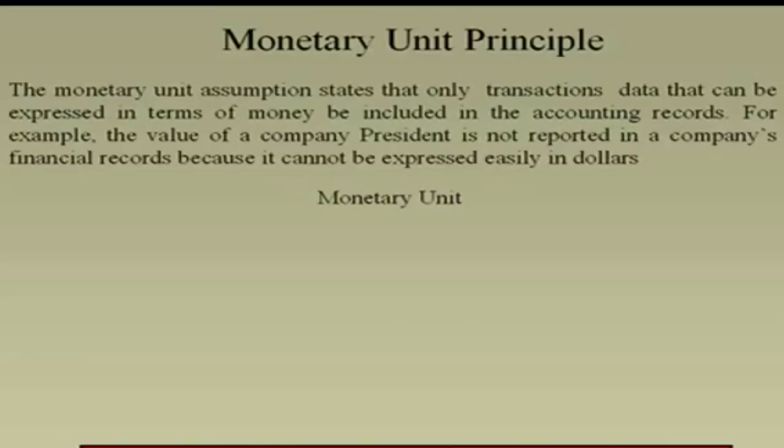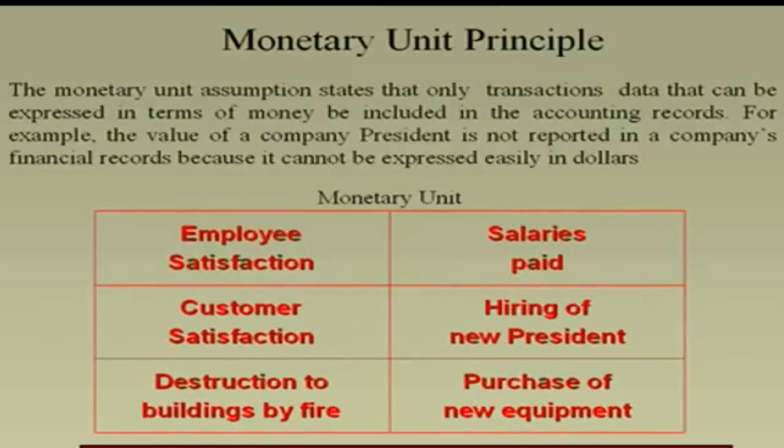For example, the company president is important. The value of a company president is not reported in a company's financial records because it can't be expressed in dollars. Look at the diagram below and tell me which of these will be reported in a company's financial statements. I'd like you to stop this presentation, have a crack at it. When you're done, restart.